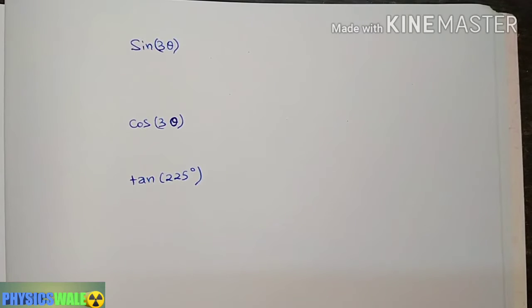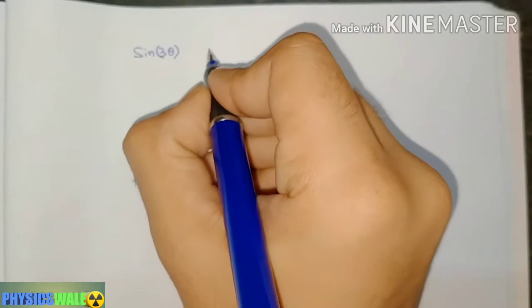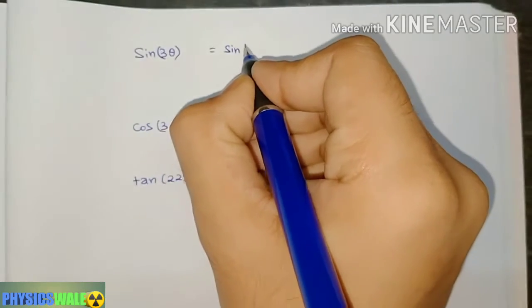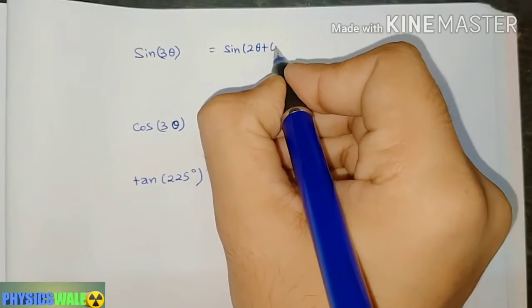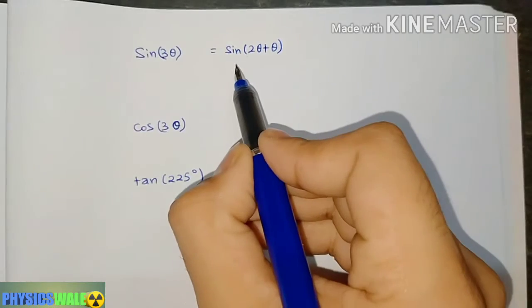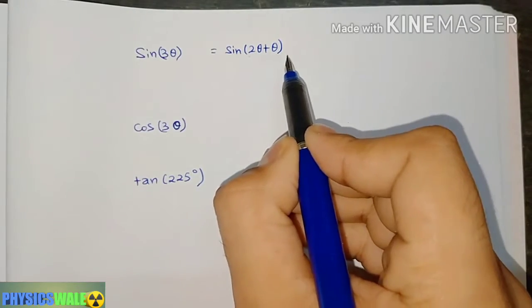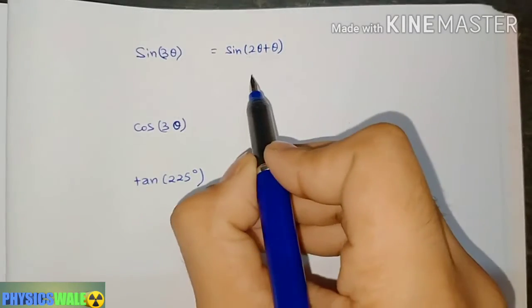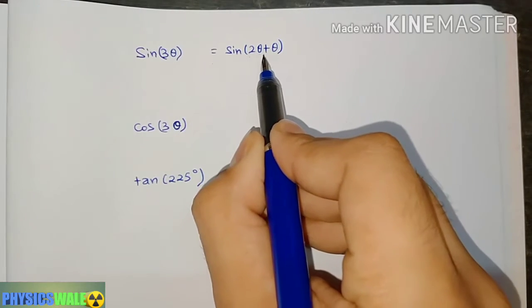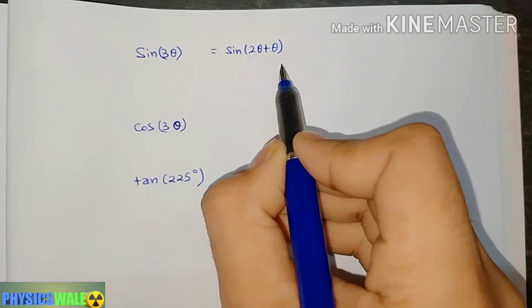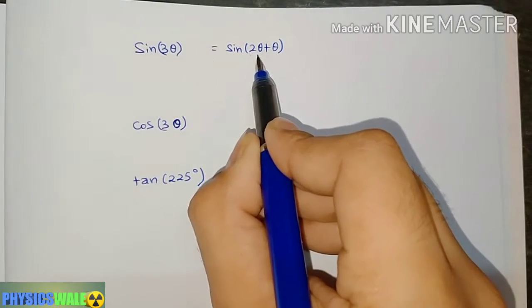In the previous video, I had asked you to calculate the values of sine 3 theta, cos 3 theta and tan 225 degrees. Sine 3 theta can be calculated by writing it as sine 2 theta plus theta, and we can apply the formula for sine A plus B and we can calculate this. But to calculate this as sine 2 theta plus theta, we first need to know the values of sine 2 theta and cos 2 theta.